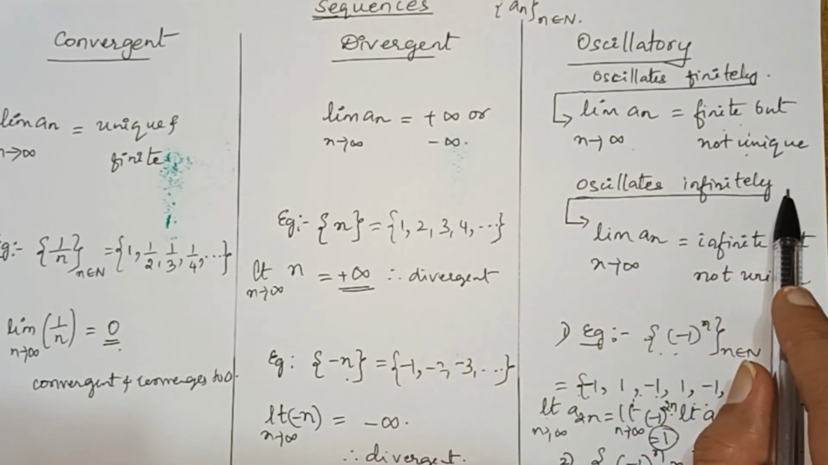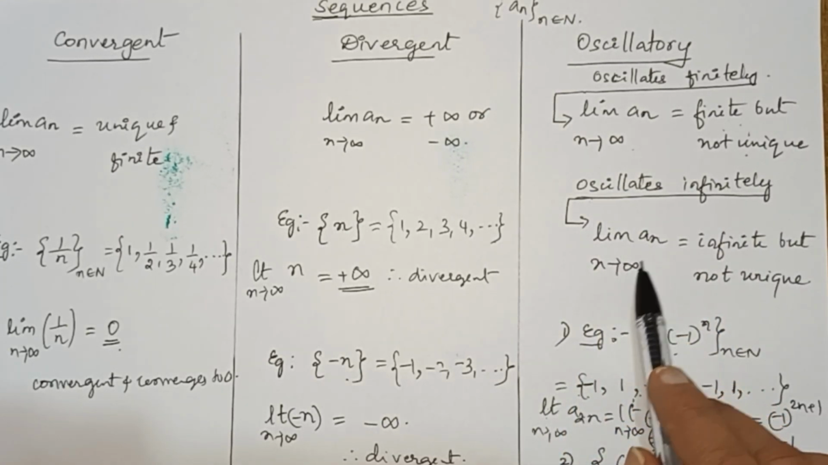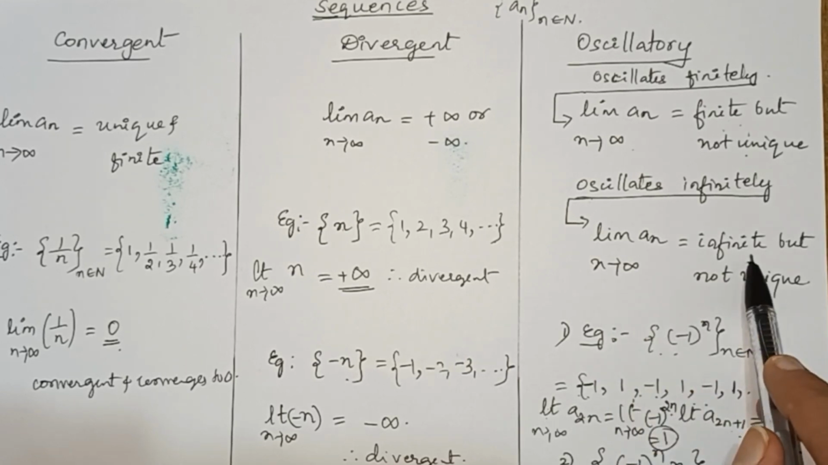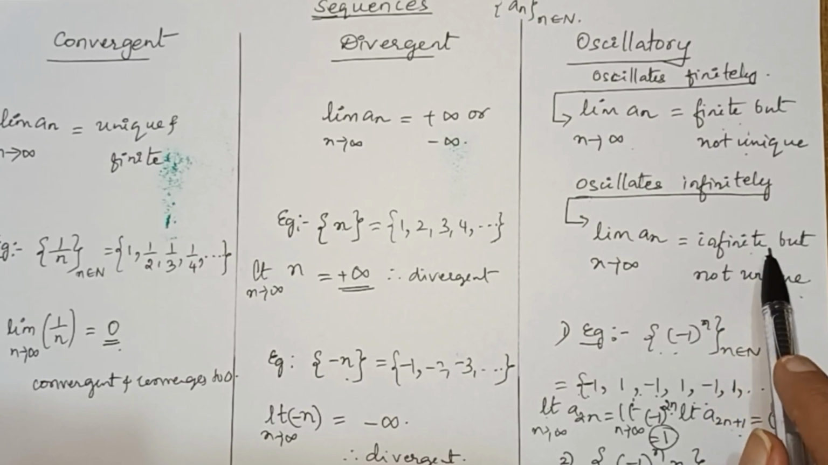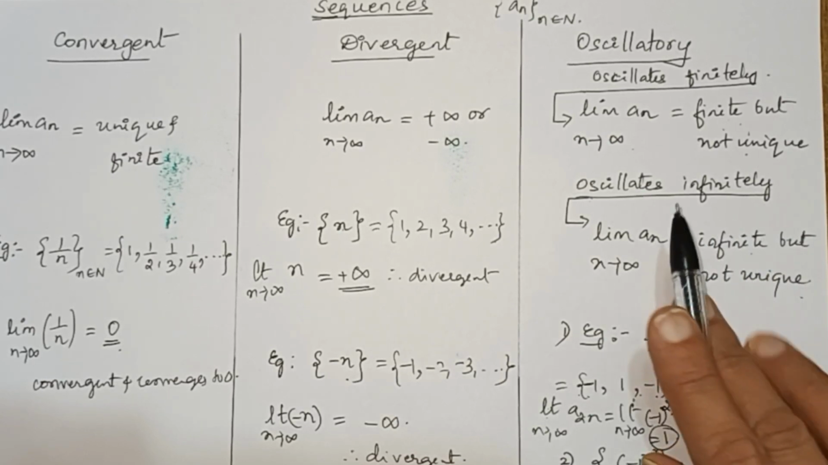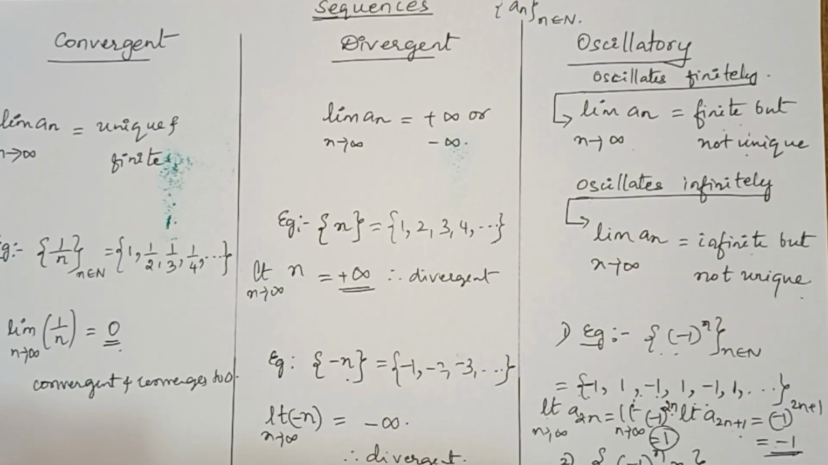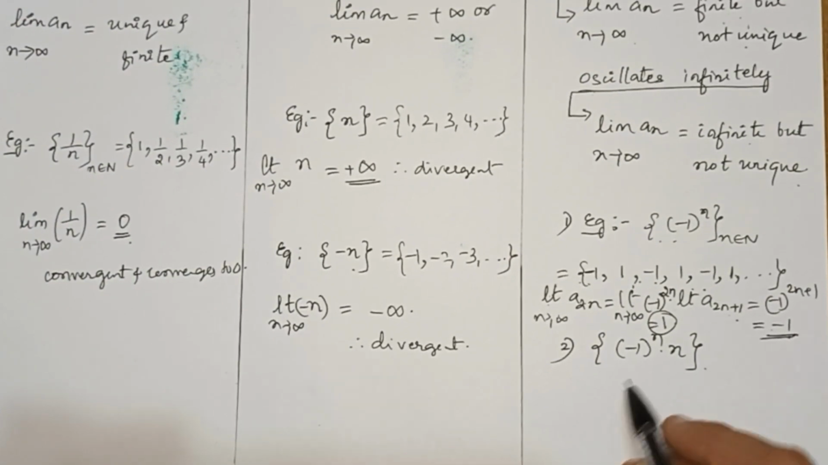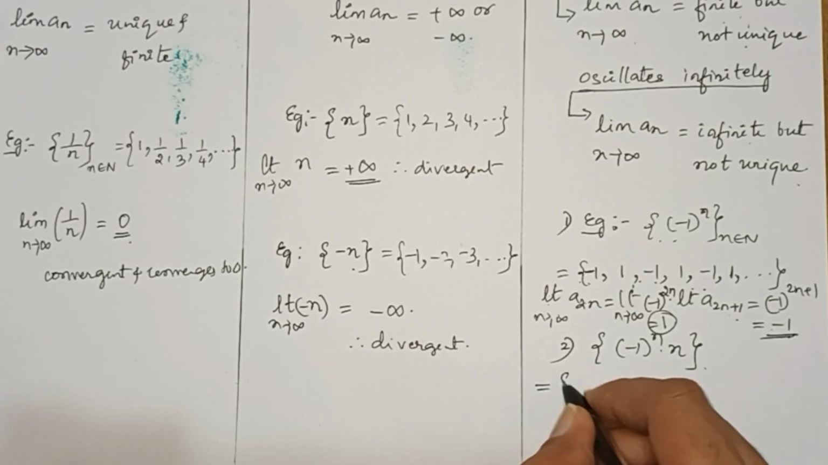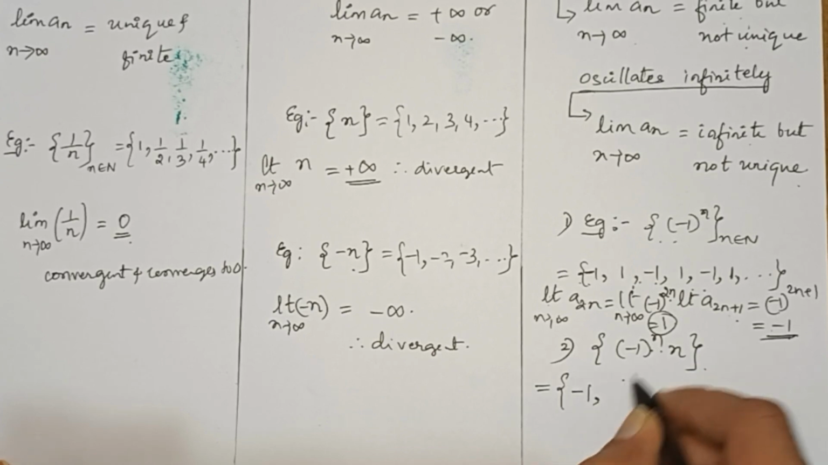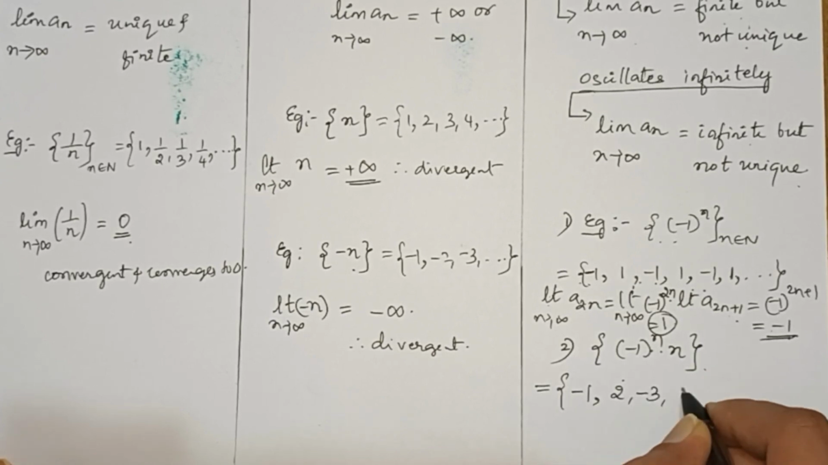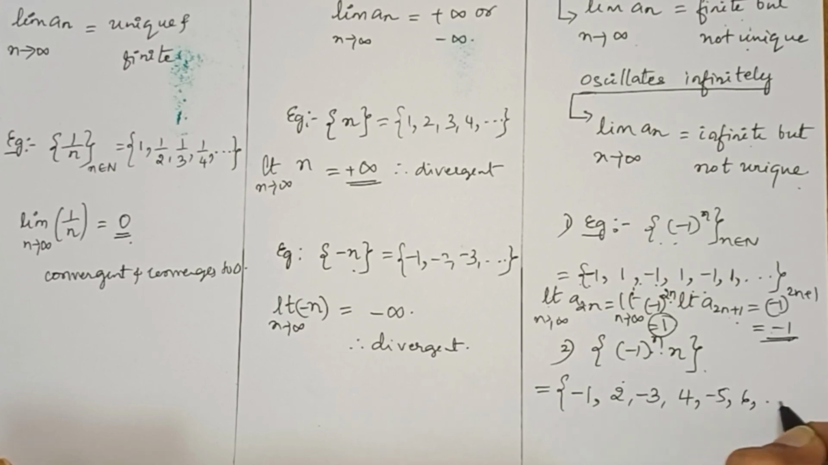Oscillates infinitely means the limiting value of the nth term as n tends to infinity is infinite, but that is also not unique. It means you won't get a single value for the infinity. It might be plus infinity for one set of values and minus infinity for another set. See, for example, consider this example. When you give the values for n equal to 1, 2, 3 and so on, we'll get -1, then 2, then -3, 4, -5, 6, and so on. So you have here even positive numbers and odd negative numbers.